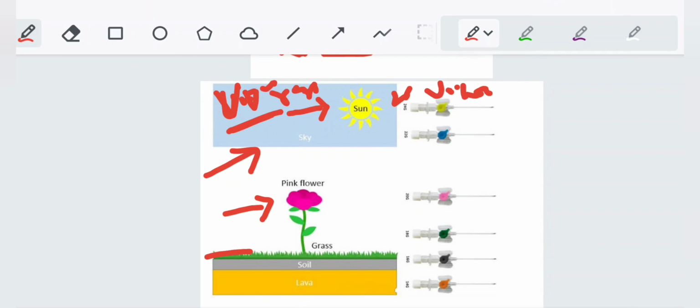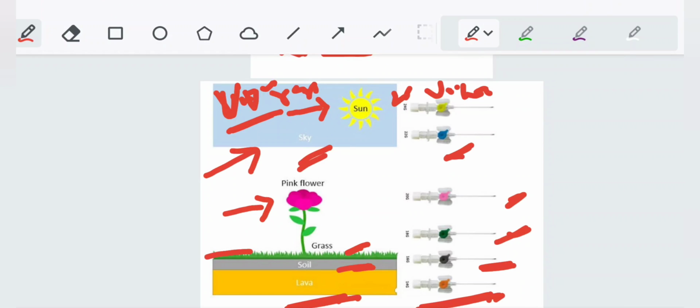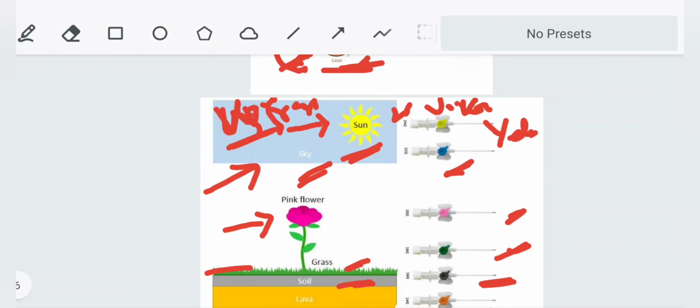Now lava is orange in color, therefore orange. From deep inside the earth we go above. Then soil is gray in color, therefore gray. Then grass is green in color, there comes green. Then over the grass we have pink flowers, that is pink. Then the sky is blue in color, and then the sun over the sky is yellow in color, and above it are the UV rays coming, that is violet rays. So this was the pictorial diagram.